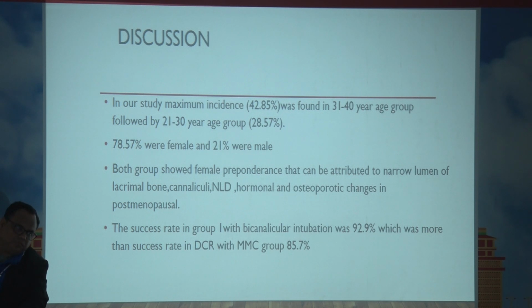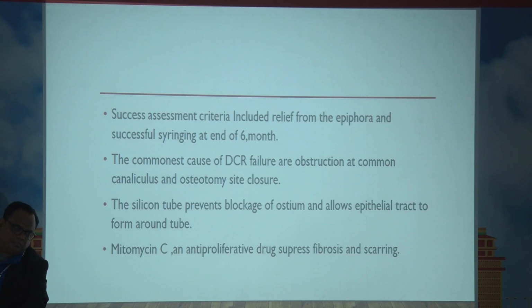Success rate was obviously more in bicanalicular intubation. We assessed the criteria based on epiphora and successful syringing at the end of 6 months, and the commonest cause of DCR failure that we encountered was obstruction of the common canaliculus and osteotomy site closure. That is well solved by the silicone tube, which prevents blockage of the ostium and allows the epithelial tract to form around the tube, or also the anti-proliferative agent mitomycin C, which suppresses fibrosis and scarring.